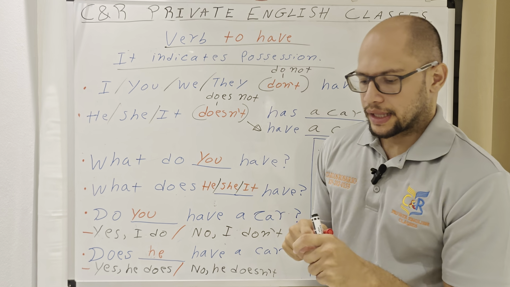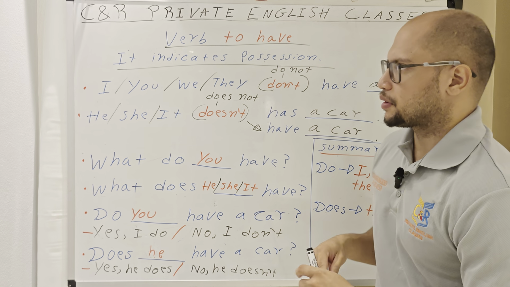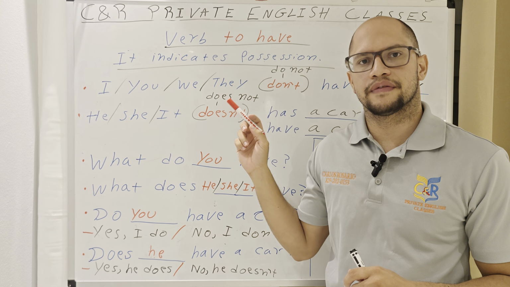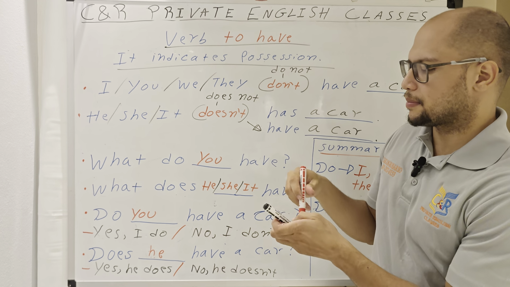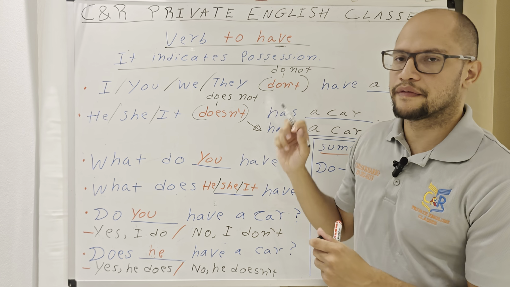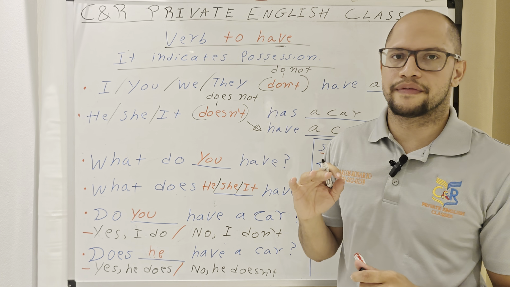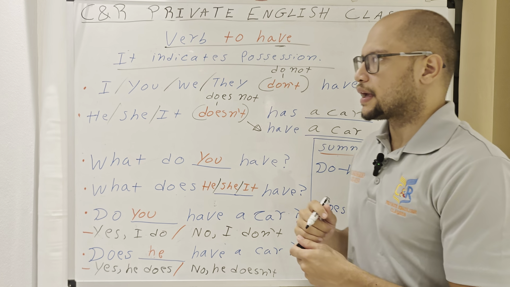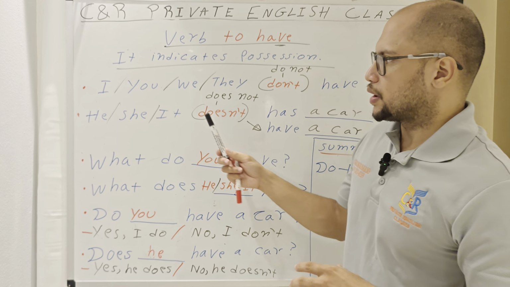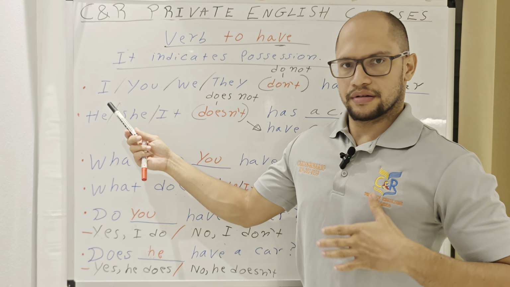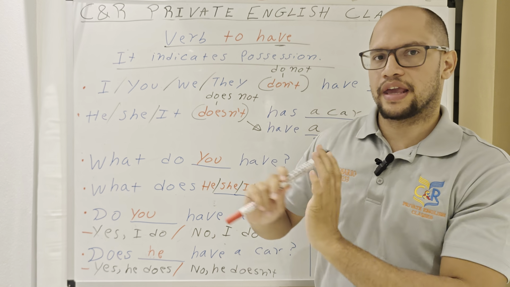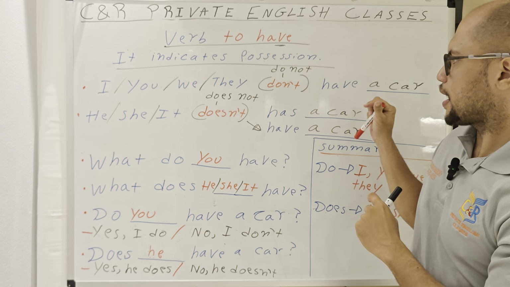So the first thing is the pronunciation. Have, have, have. Remember the V sound over here. V, v, v, have, have. Okay, so we're going to say have when you have I, you, we, they. You're going to use have.